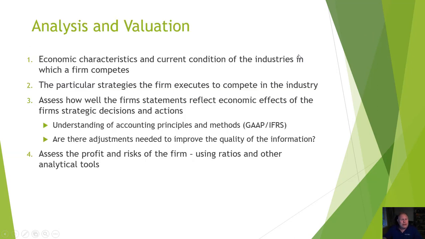So the first thing that comes out when we're doing it, in the 6-step process, is what are the economic characteristics and current condition of the industry in which a firm competes. Now, we have already talked about the macro trends, GDP, and the policy implications. How do we now apply that to the company we're looking at? So we have that background. Now we need to expand it into the specific industry in which your firm does business.